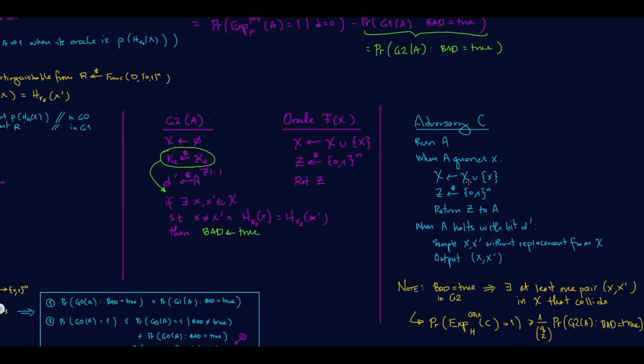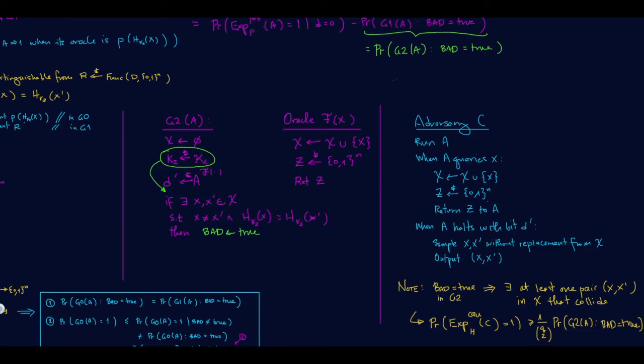How many pairs are there? That's Q choose 2. So if we're picking one of those pairs at random, then the chance that we pick a pair that would cause bad to be set to true over here is at least 1 over Q choose 2, right? Because we're picking one of the pairs uniformly. So we can conclude this. If that's not clear, go back and listen to it again.